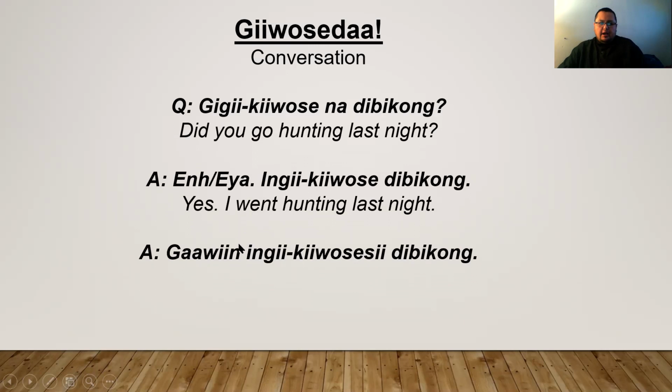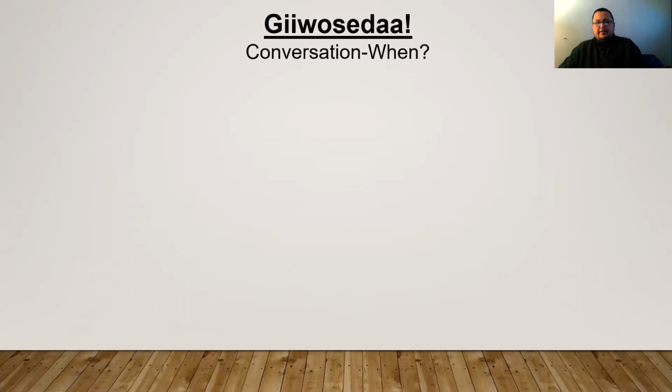Okay, so again, we have our gawin to negate our words. We have our gawin and our si pattern here. So we have gawin, I didn't go. So gi is the past tense. Kiwose is the hunting. Si is the part of the pattern. Dibikung is at night, last night. Okay. Gawin ingikiwose si dibikung. No, I did not go hunting last night. Okay, so that's a good conversation.